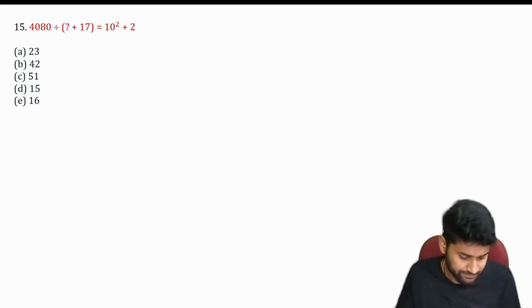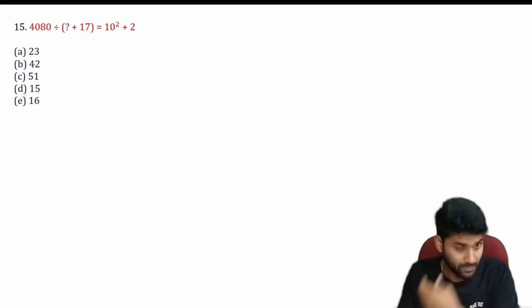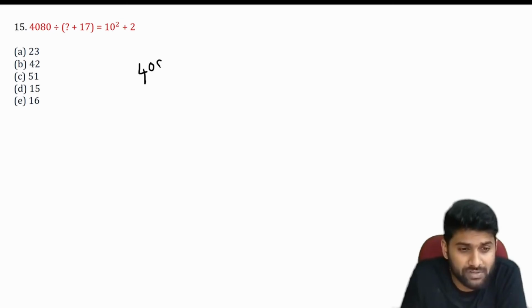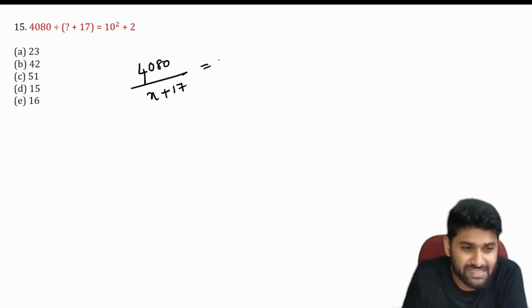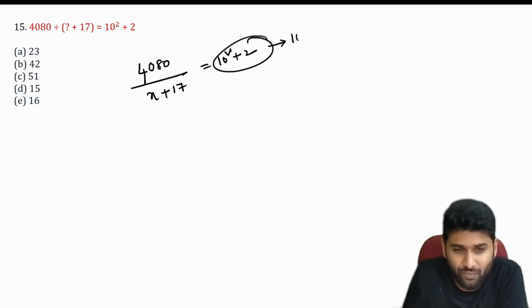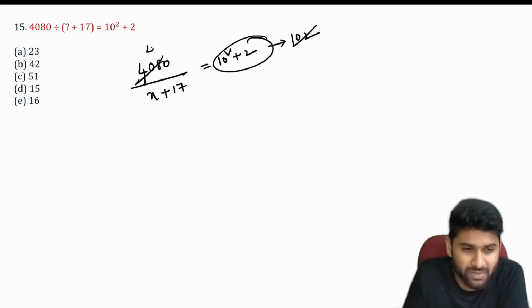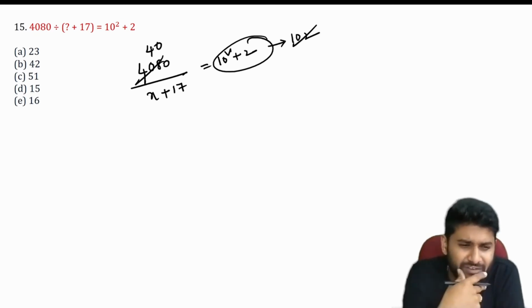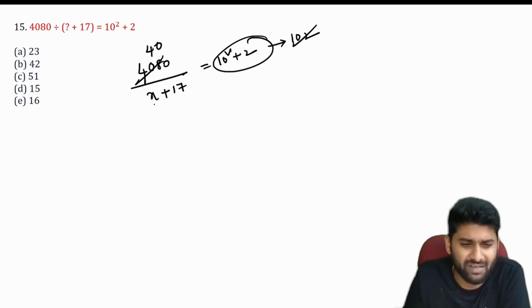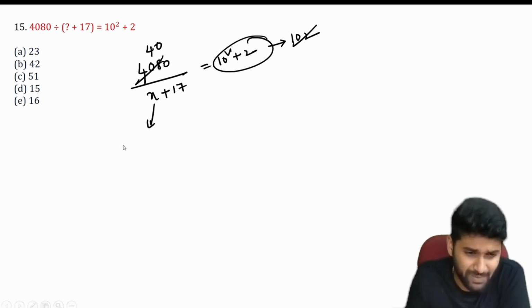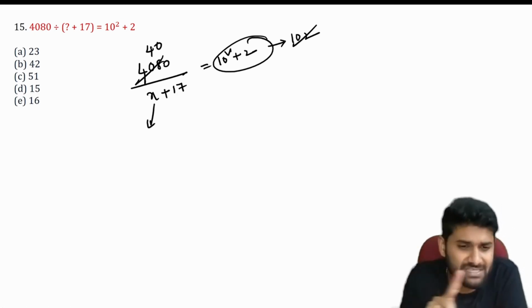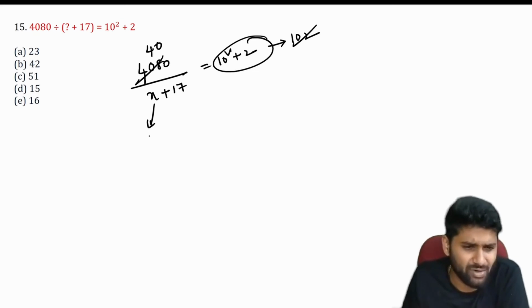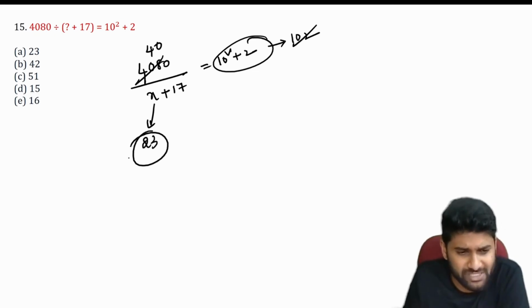See this question? Now see, 4080, which is divisible by x plus 17, is exactly equal to 10 square plus 2. Now what is the resultant here? 102. So it's a value of how much? Exactly equal to 40. Now we need to equate 40 is equal to x plus 17. Otherwise, which number can we replace with the x? That final resultant must be 1. So according to that question, x needs how many units? It means 23.